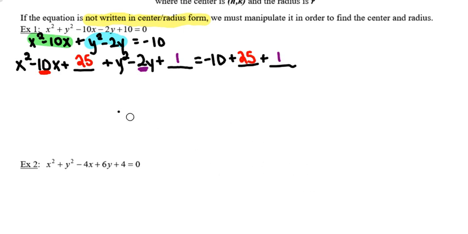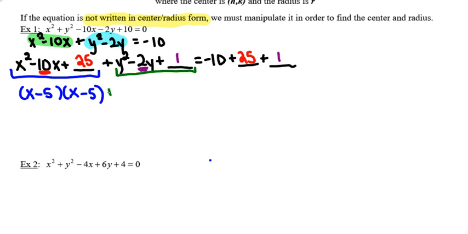All right, at this stage of the game, I'm going to do a couple things. I'm going to factor the left side. Sorry, I'm going to factor the first three terms. And by design, this will always factor into a pair of binomials that are exactly the same. So x minus 5 times x minus 5. I'm going to factor the y grouping, and that'll factor into y minus 1 times y minus 1. And I'm going to combine all those terms on the right-hand side to get 16.